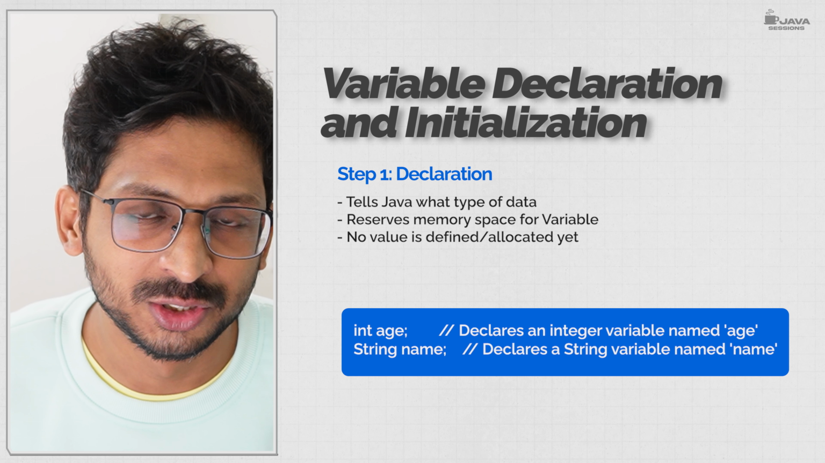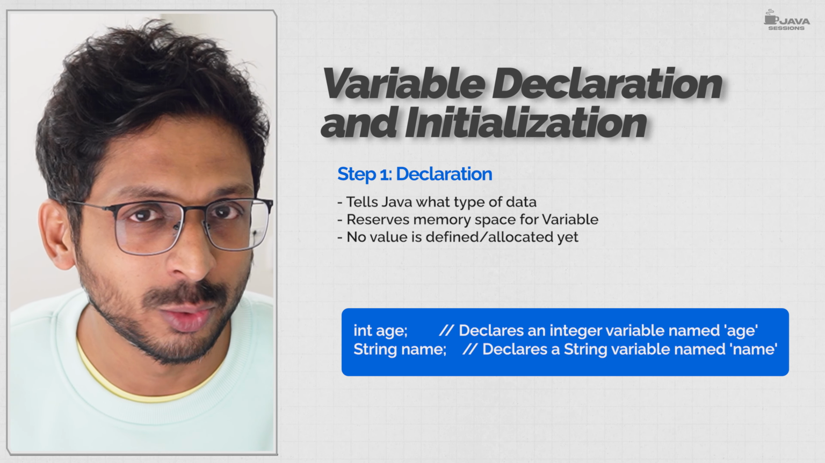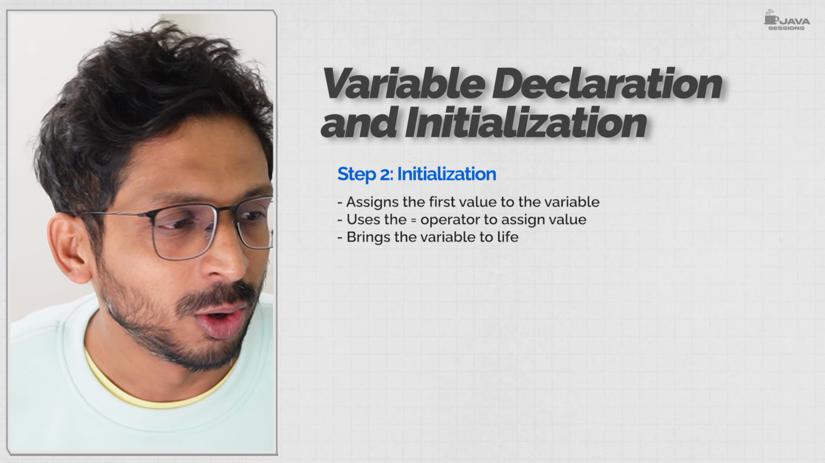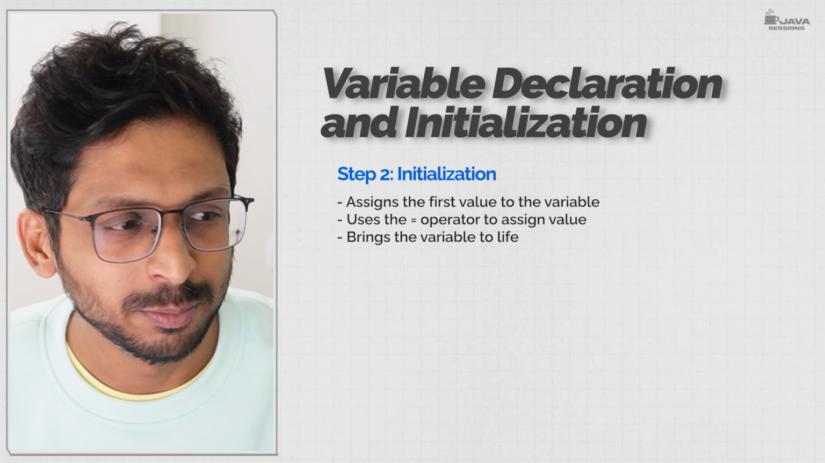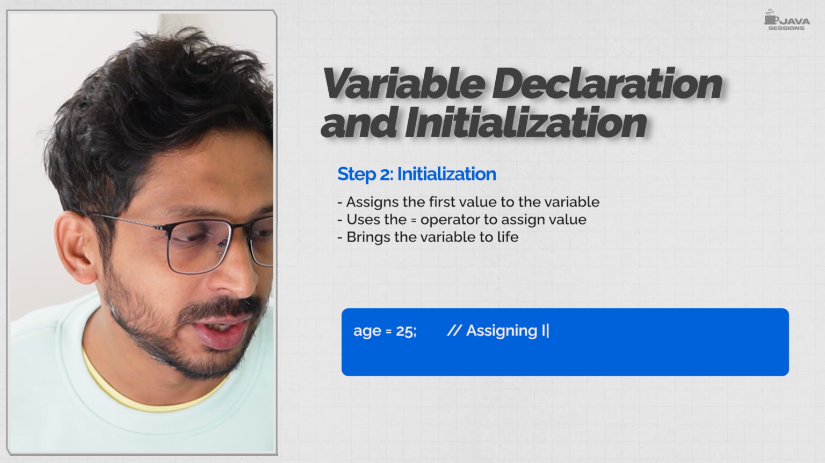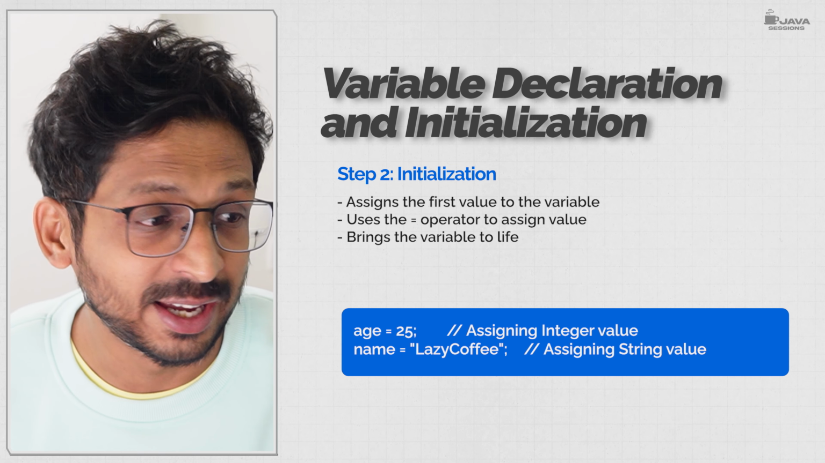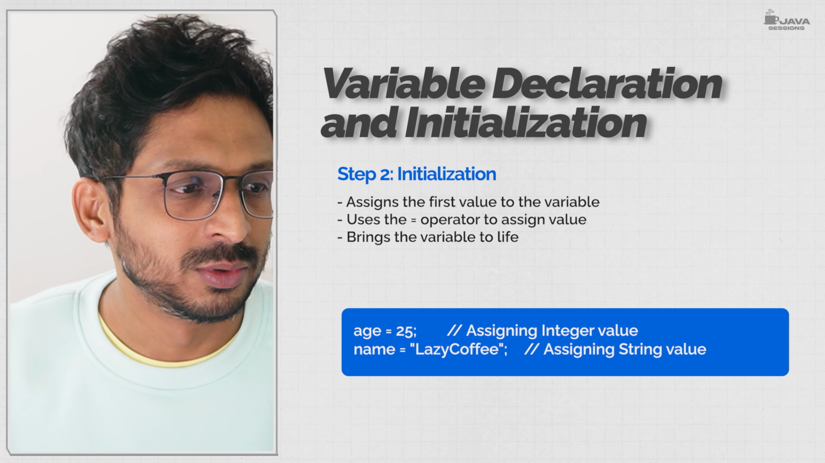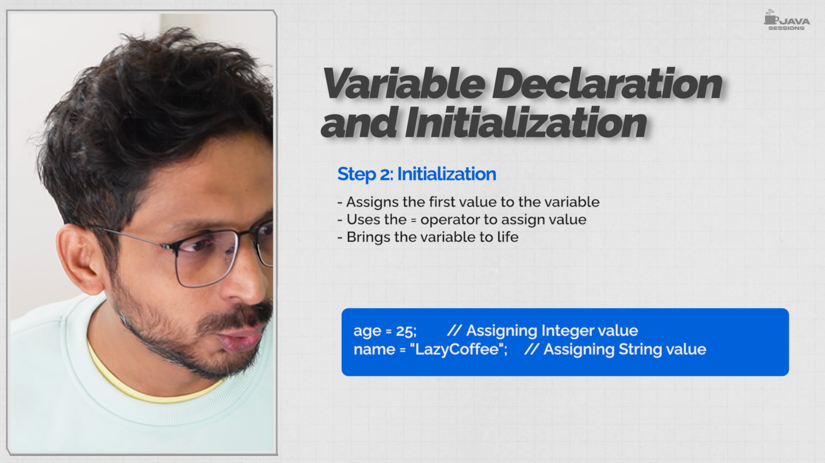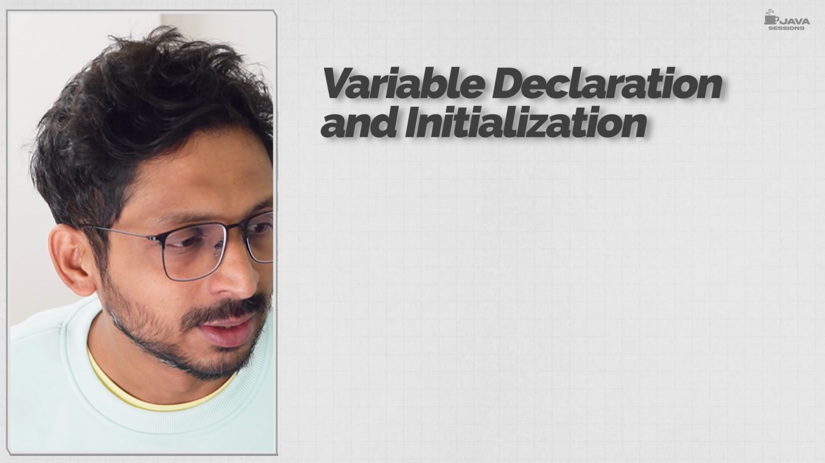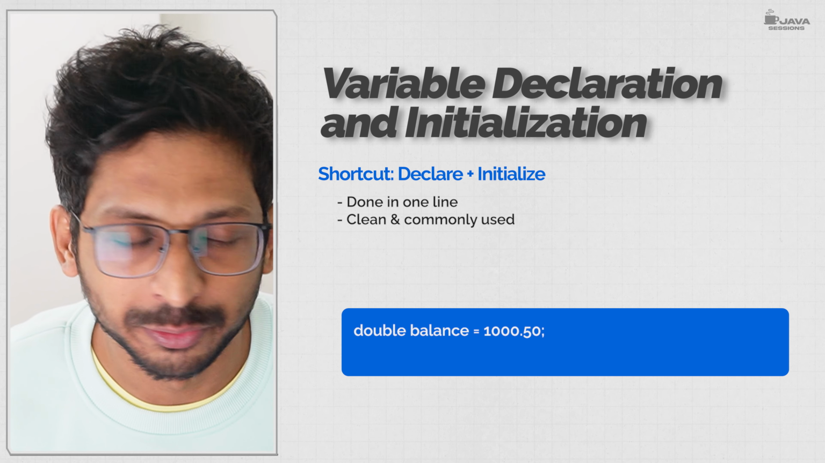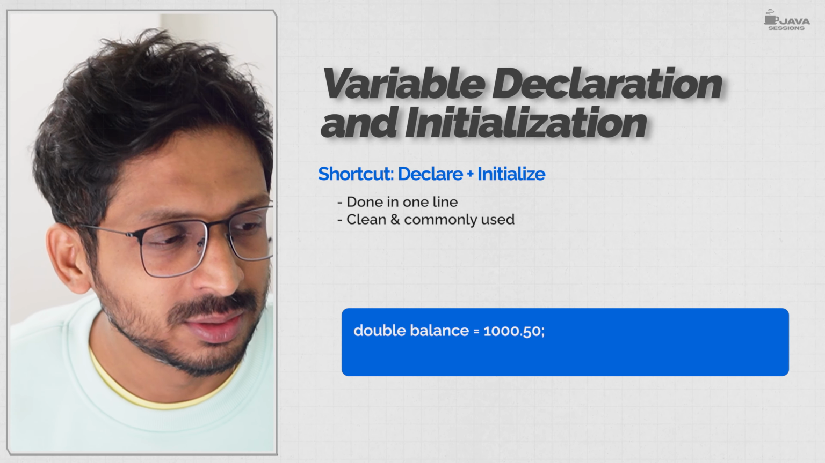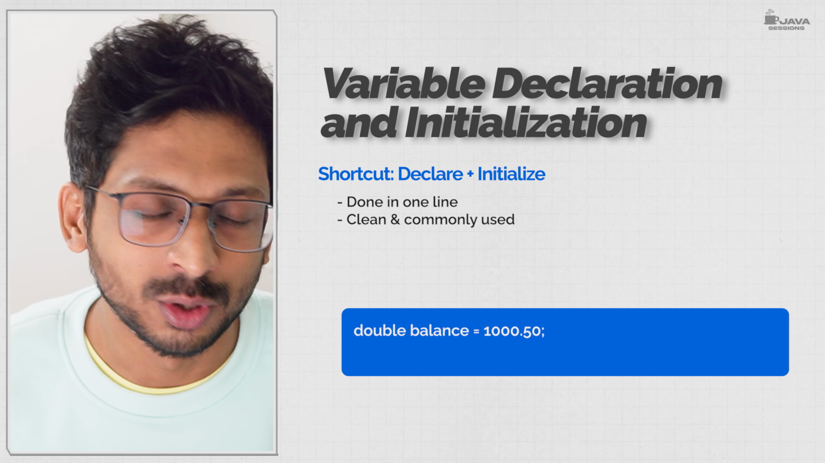But at this point, Java just knows the data type of the variable. It is not storing the value itself. So that's the thing which happens in the second step, that is variable initialization, giving it a value. Now Java has created containers for age and name. Now you can add values to it. So age is equal to 25, name is equal to lazy coffee. So you can assign values to these variables by using the assignment operator, that is the equal to operator, and this is how you can do it in 2 steps. You can also do it all in a single step, in a single line, like double balance = 1000.50. This line also tells Java that I need a decimal box which is going to hold a value of double, that is decimal, and you need to store value 1000.50 inside it.